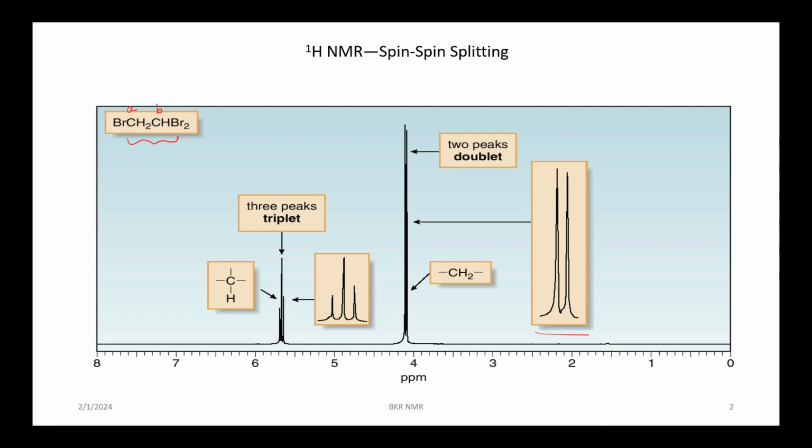Now these two signals are not single lines, they come as multiplets. The signal of the CH2 is coming like a doublet and the signal of the CH is coming like a triplet. So you can see here, CH2 comes like a doublet and the CH comes like a triplet. Now the question arises why it is so.